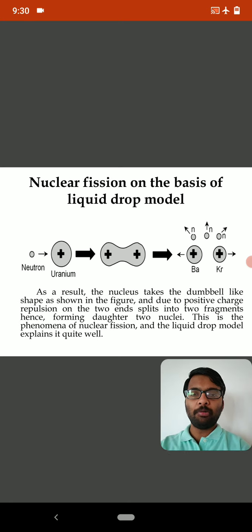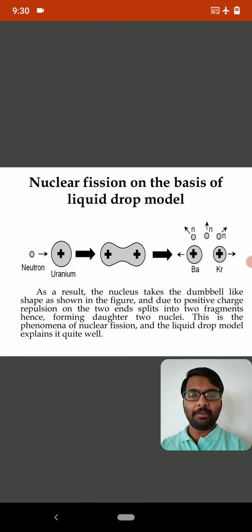So that compound nucleus is in dumbbell shape. After a certain time interval, that compound nucleus, which is in dumbbell shape, splits into two lighter or smaller nuclei. In this case, the uranium splits into barium and krypton as the fission fragments or fission products. Along with these two fission products, there will be emission of certain neutrons.